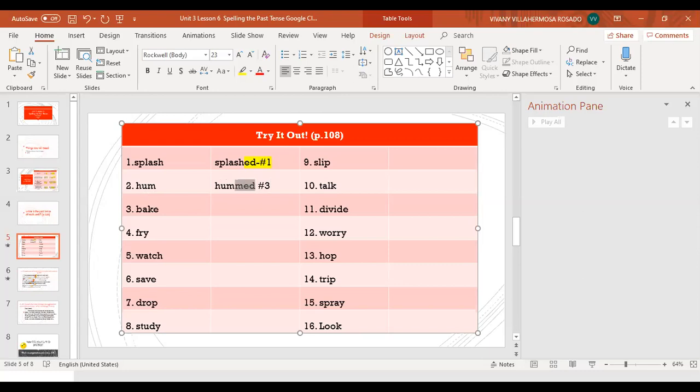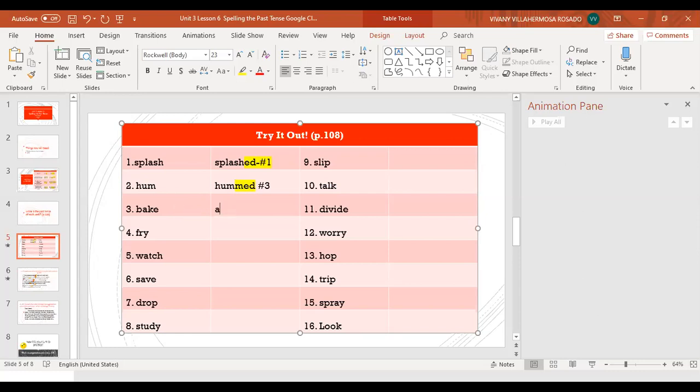Okay, so we double the consonant and then we add ED. Perfect. Let's go to number three, bake. Let's look at the verb bake. Out of the four rules that we've covered, which one states the specific rule for verbs ending with E? Rule number two. So what do we do with rule number two? We drop the E.